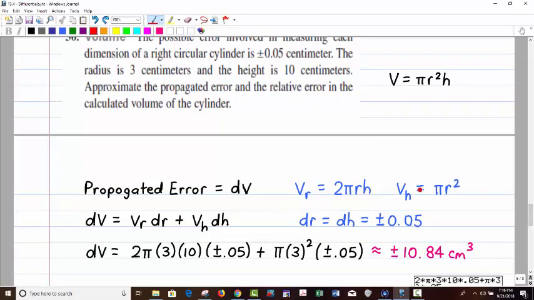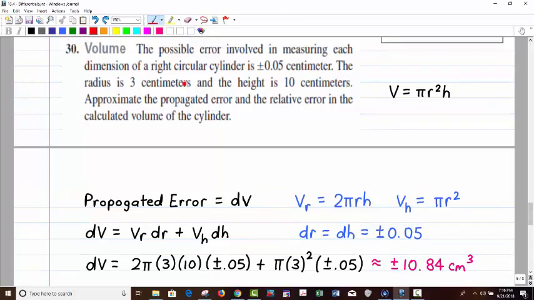So the VH, the derivative with respect to h, would be 1, so it would just leave pi r squared. And it's very common for these kinds of problems. It's giving you the measure in each dimension. It's the same. So yeah, that makes sense. If you're using the same measuring device, you would expect the possible error of measurement to be the same. So that makes both dr and dh be plus or minus 0.05. And that makes sense, they're both the same values.